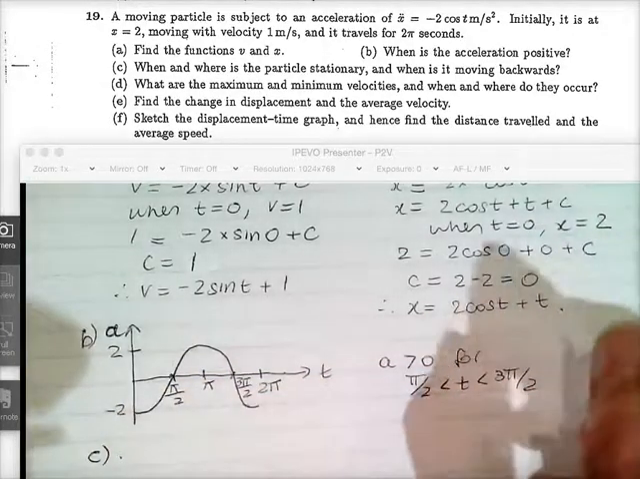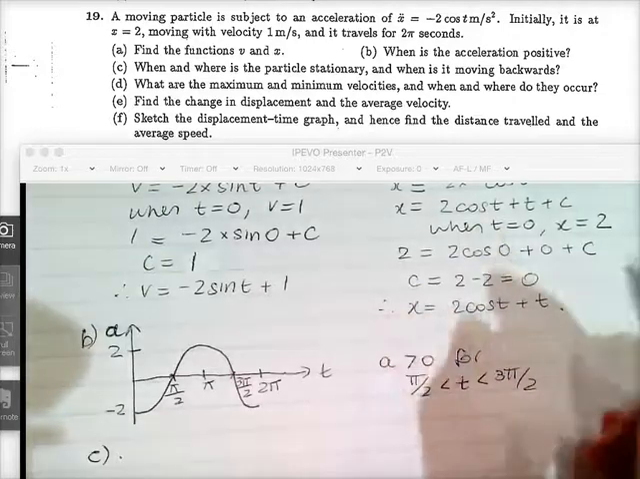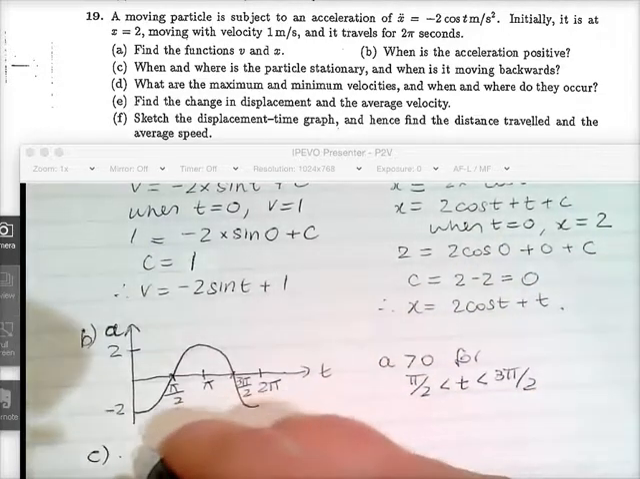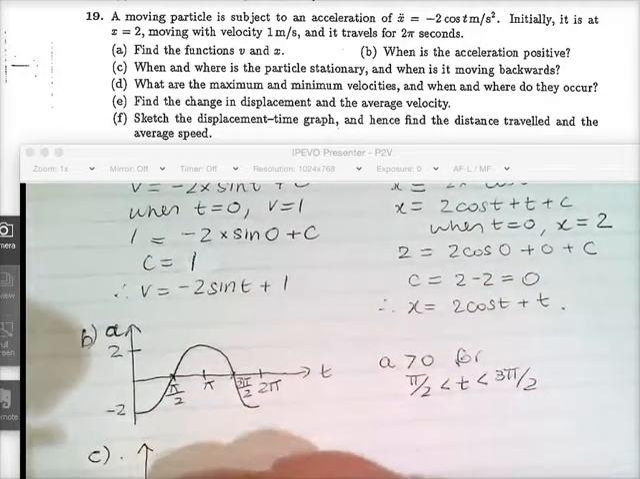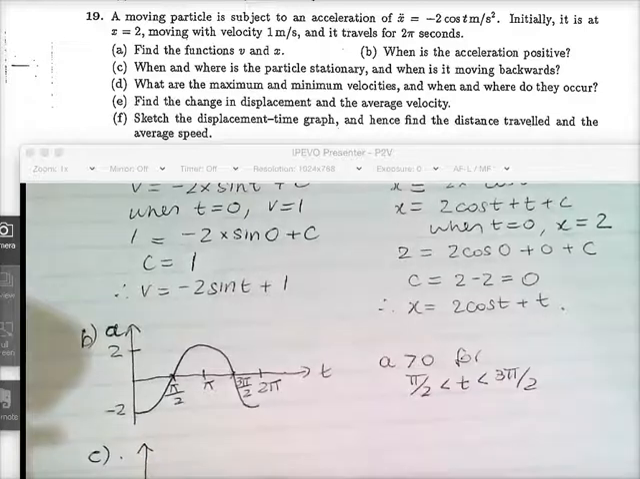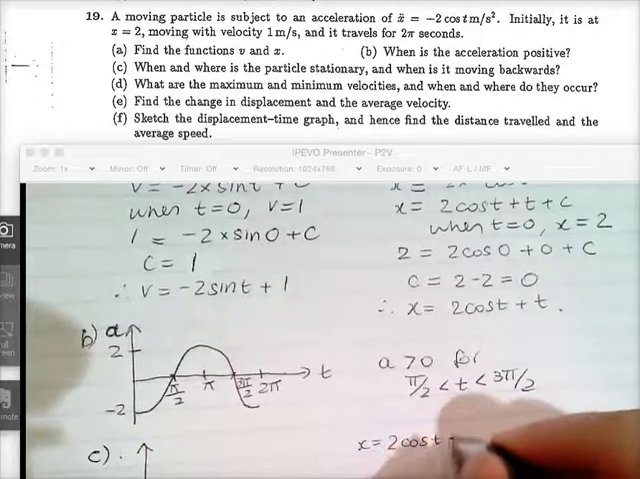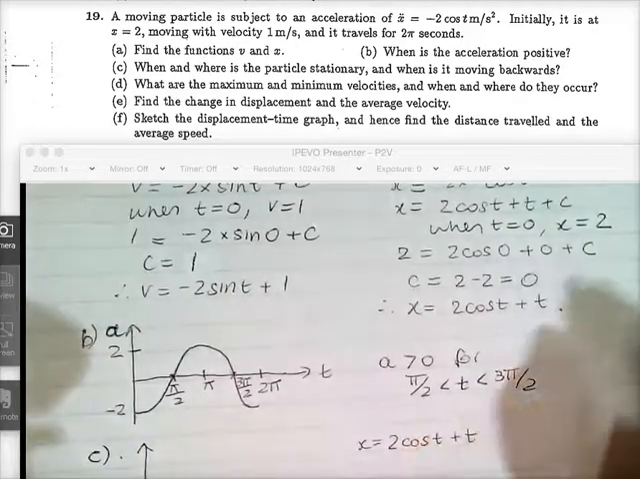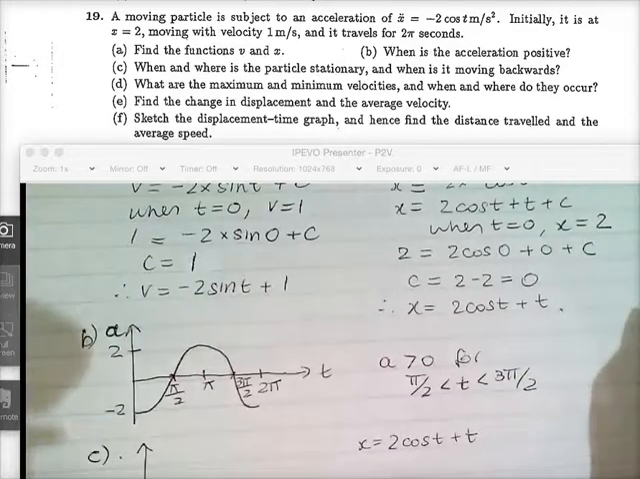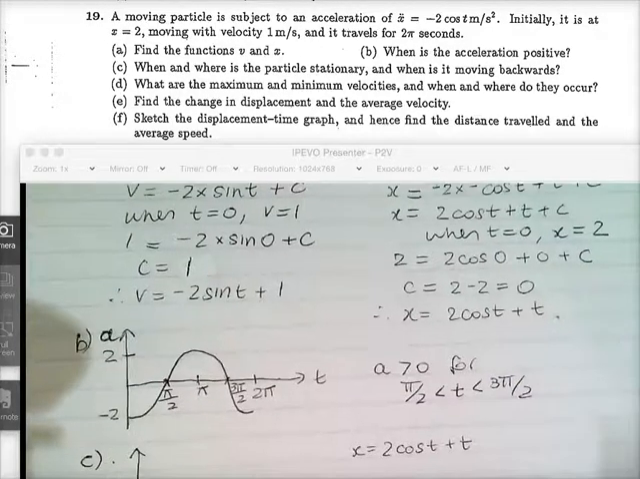Part C, when and where is the particle stationary and when is it moving backwards? Again, I'd be doing the sketch for x. That's a bit harder to do because x equals 2 cos t plus t. So when and where is the particle stationary is going to be a bit harder to do.